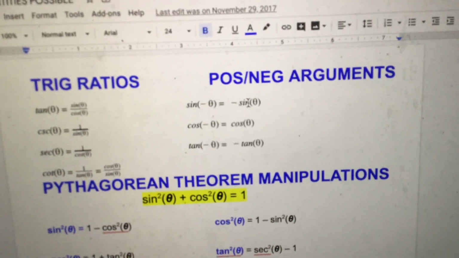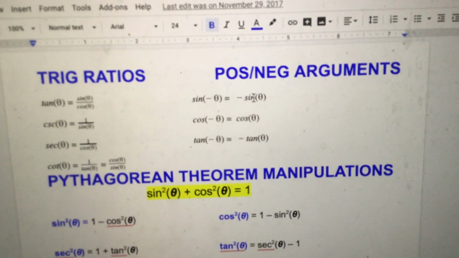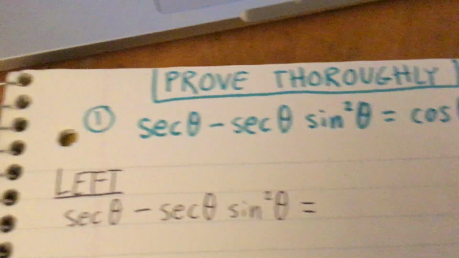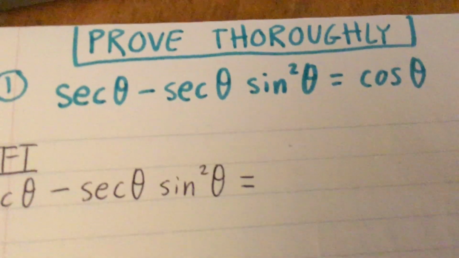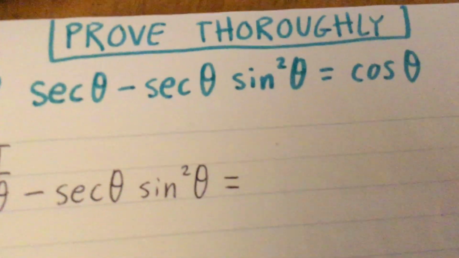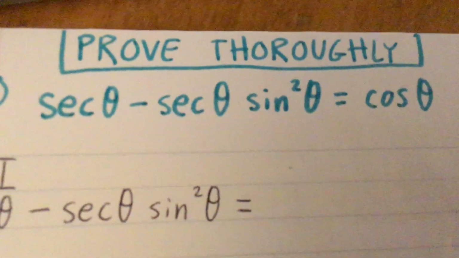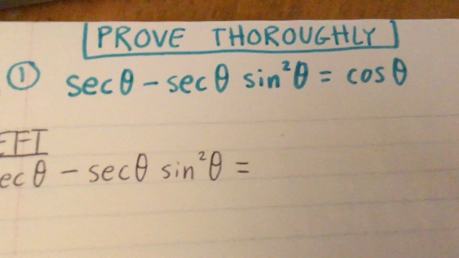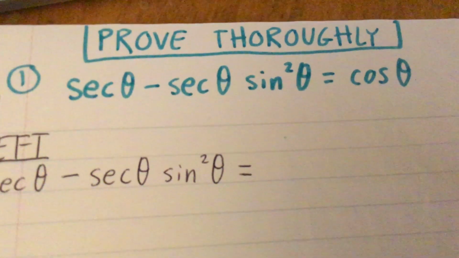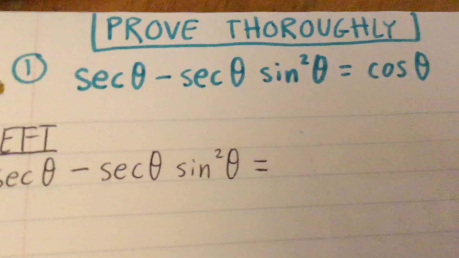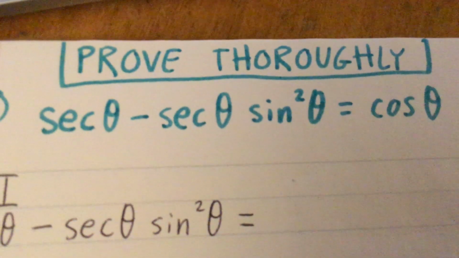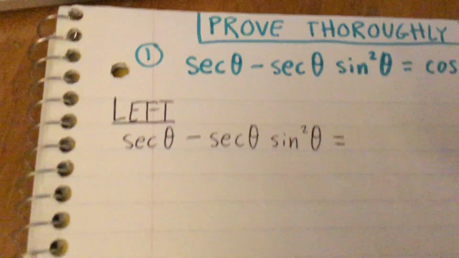So without further ado, let's do these two proofs. Okay, let's start with number one. Sorry, I didn't complete proof number two, so let me get my book out really quick. I didn't put an equal sign on my problem. So, start copying. Secant of theta minus secant of theta sine squared is equal to cosine of theta. Sorry about that. Thank you for being patient.